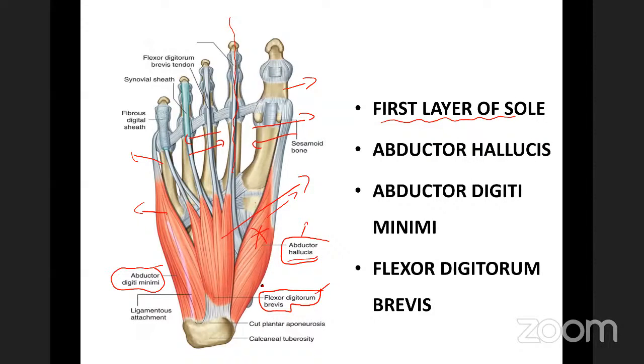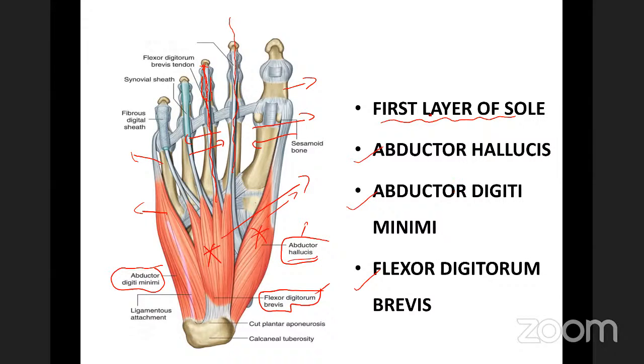So, the flexor digitorum brevis is compared to flexor digitorum superficialis of the hand because you can see here the tendon of flexor digitorum brevis is splitting and attaching to the middle phalanx, whereas the tendon of the posterior compartment of the leg, flexor digitorum longus, is passing in between and attaching to the base of the terminal phalanx. So the muscles are abductor hallucis, abductor digiti minimi, flexor digitorum brevis. So this is the first layer of sole.